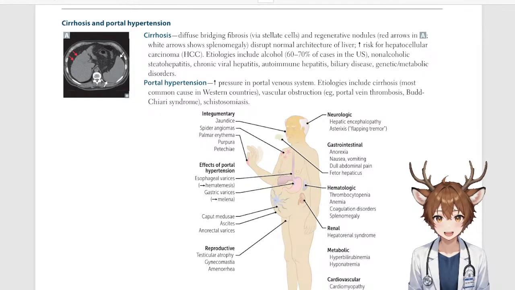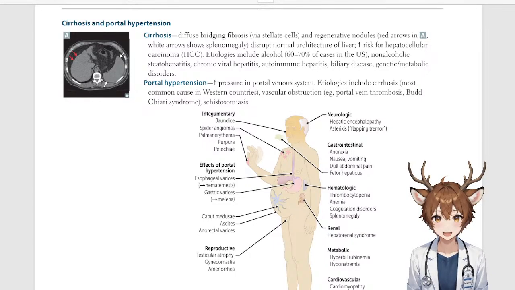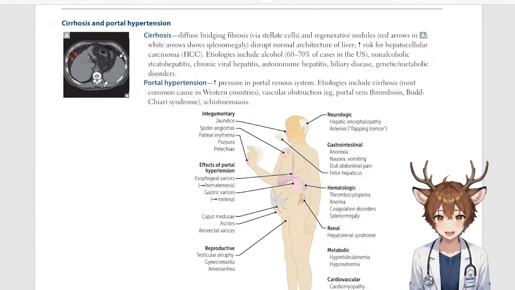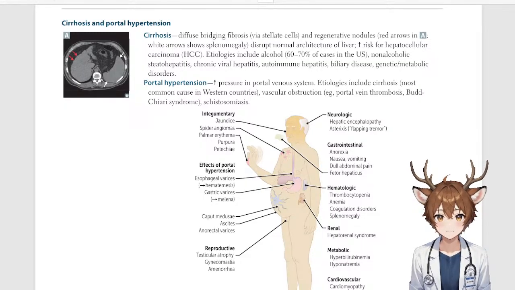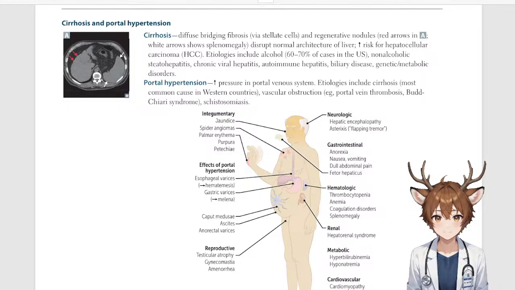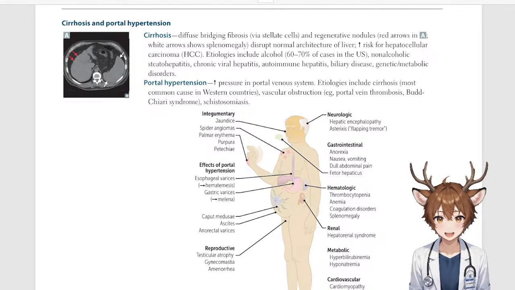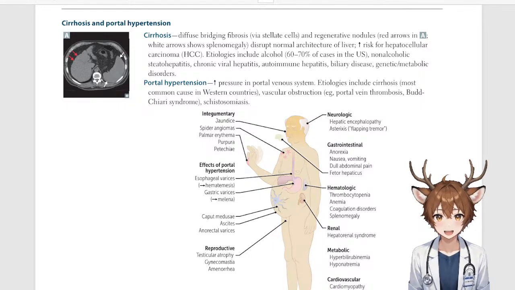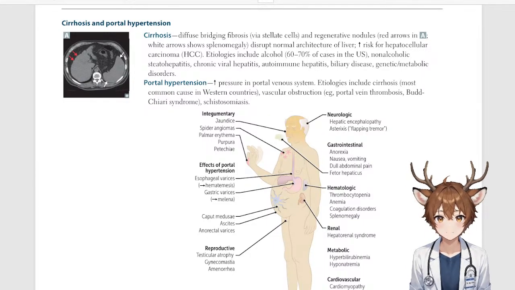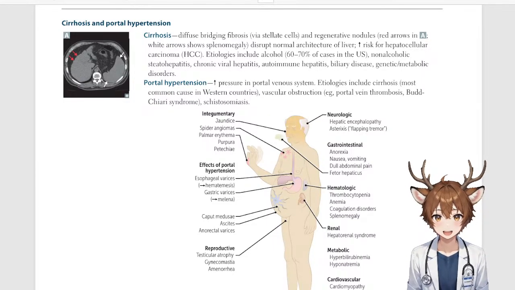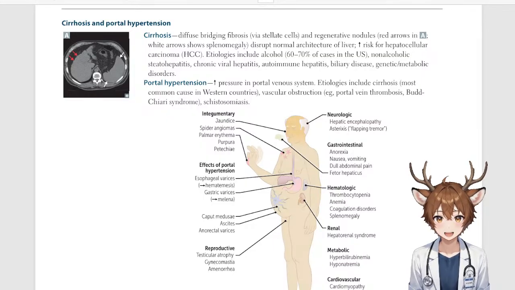Cirrhosis and portal hypertension. Cirrhosis is diffuse bridging fibrosis via the stellate cells, and regenerative nodules disrupt the normal architecture of the liver. There is increased risk for hepatocellular carcinoma, and it can lead to various systemic changes. Etiologies include alcohol, non-alcoholic steatohepatitis, chronic viral hepatitis, autoimmune hepatitis, biliary disease, and genetic metabolic disorders.